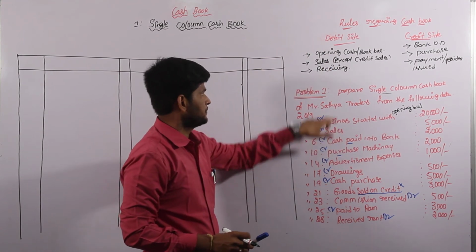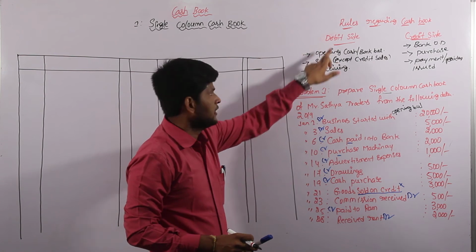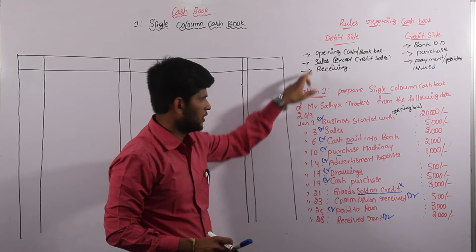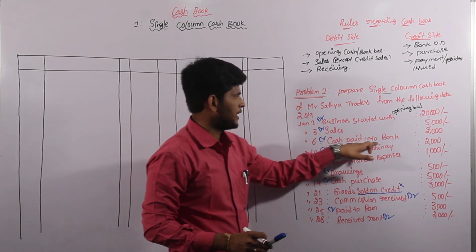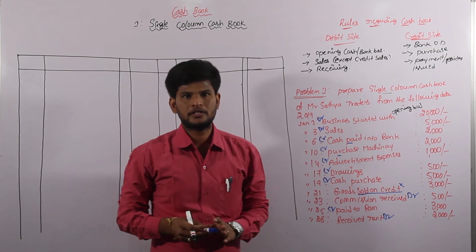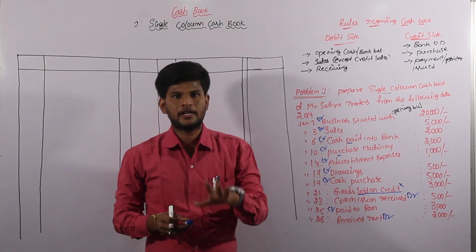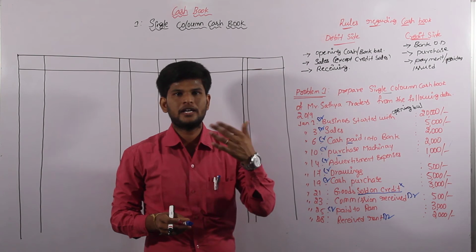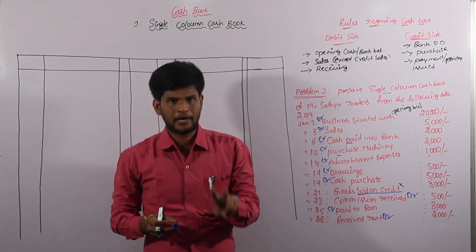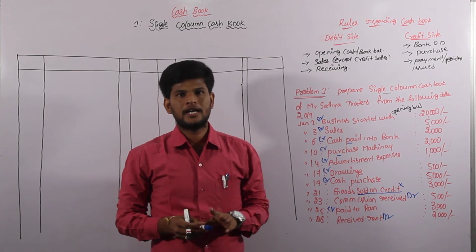And come to the sales. According to the second rule of the debit side, sales are always on the debit side of the cash book. And come to the sixth one, cash paid into bank. According to the cash book, anything we deposit in the bank will definitely be called a contra entry. We are paying cash as well as cheque. Only these two transactions we communicate with the bank, so those transactions will be called a contra entry.